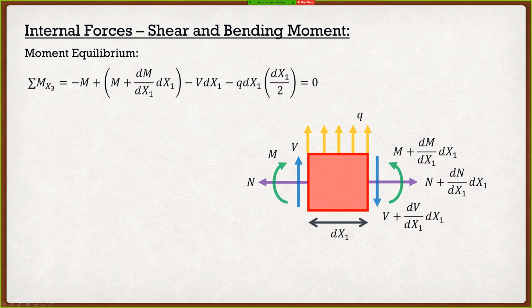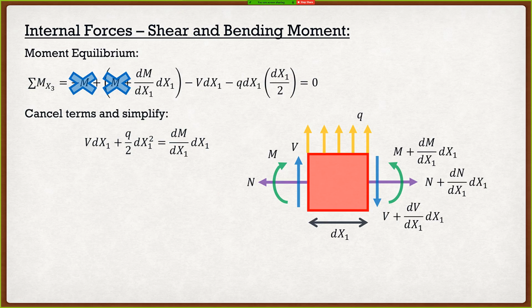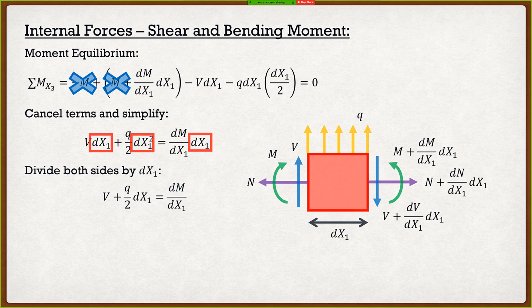So again, I get a nice long equation where I get negative M plus the change in M over dx1, minus V times dx1, minus Q dx1 multiplied by dx1 divided by 2. And of course, this is equal to 0. We're dealing with a static case here. All right, now, just like before, I can say, oh, hold on 1 second. Those 2 moment terms cancel out. And therefore, I can simplify my equation. From here, just like before, I have dx1 terms everywhere. So what I'm going to do is divide by dx, and therefore I get the following equation.